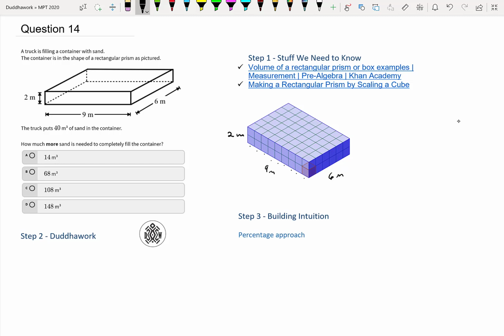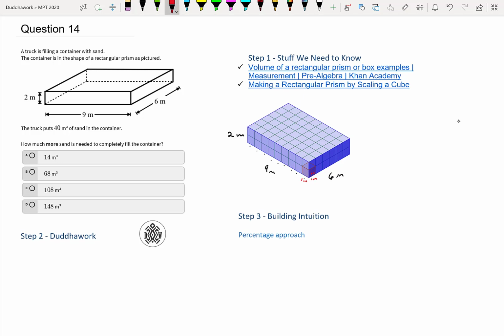If a truck puts 40 meters cubed in the container, how much more sand will be needed to completely fill the container? You can think of it as a sandbox. You see this cube here, that's 1 meter cubed. Why? Because it's 1 meter times 1 meter times 1 meter, and that's how we find the volume. The volume is the base times the width times the height. Sometimes you'll see a length, it doesn't really matter, it's all the sides of the prism. So in this case, this is 1 meter cubed.